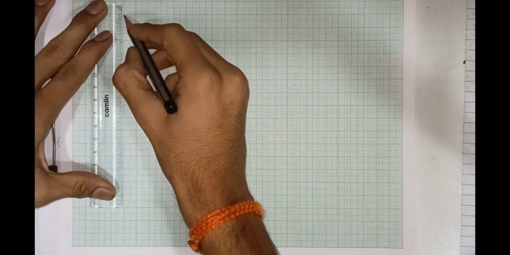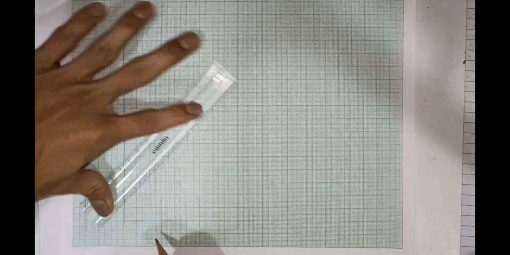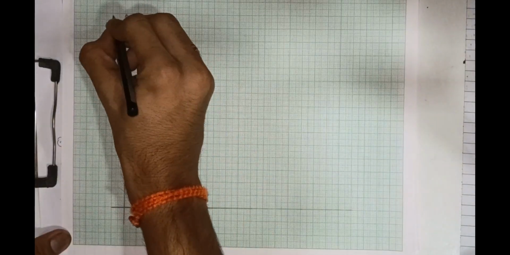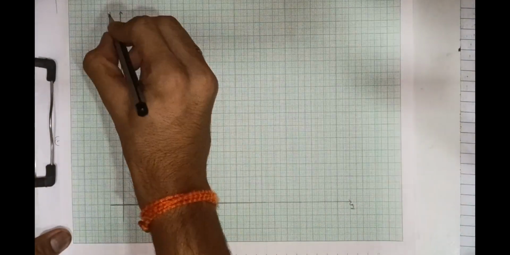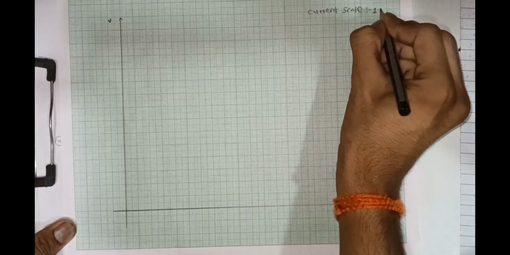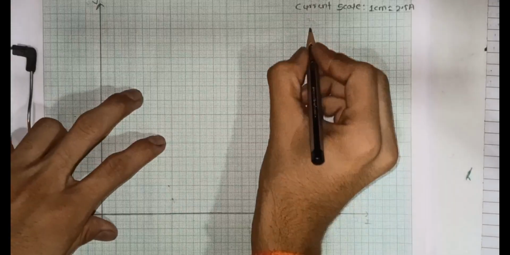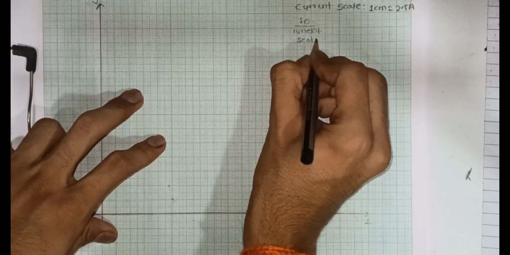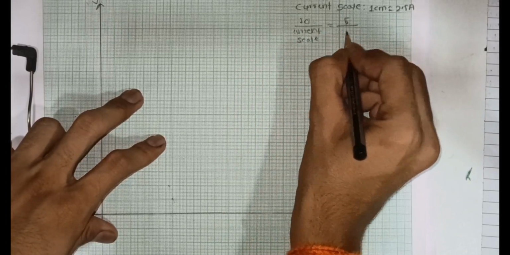First of all, draw x-axis and y-axis, which represent voltage on the x-axis and current on the y-axis. After that, take a proper current scale, that is 1 cm is equal to 2.5 ampere. Therefore, the length of I0 can be obtained by dividing by the current scale. It comes out to be 2 cm.